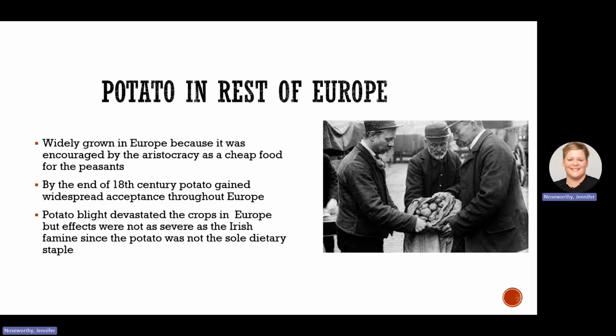But while Ireland was really struggling with this potato fungus, other parts of Europe were also growing this crop, but not having as much difficulty because the blight was not as severe. They also were not heavily relying on it as much for a dietary staple as they were in Ireland. Ultimately, late blight was controlled by a fungicide.